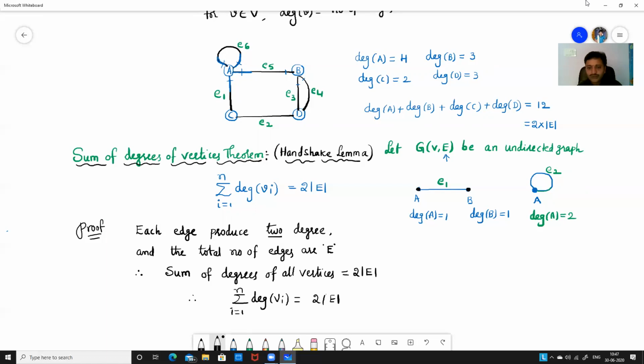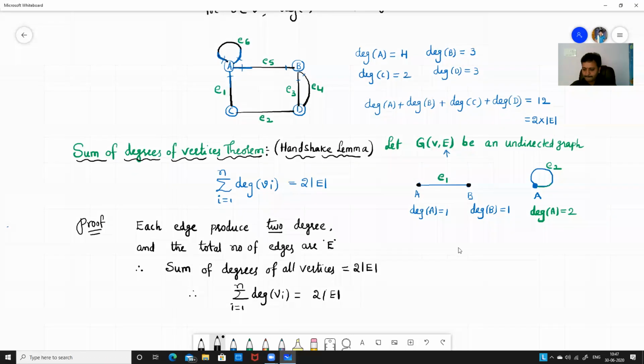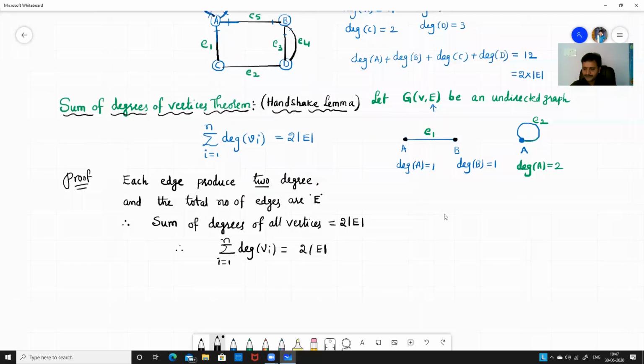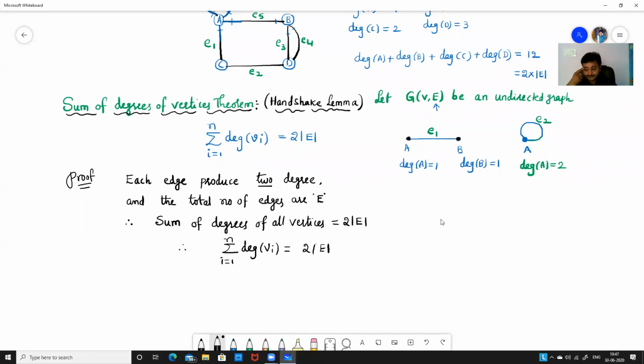This lemma is called the handshaking lemma. I hope it is very clear. This is also called the sum of degrees of vertices theorem. This theorem, whatever we covered now, is only for undirected graphs. Suppose the graph is a directed graph, let me discuss the directed graph also, so that we will get more clarity.